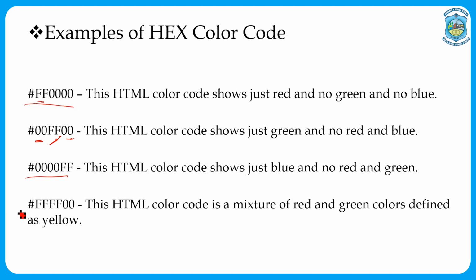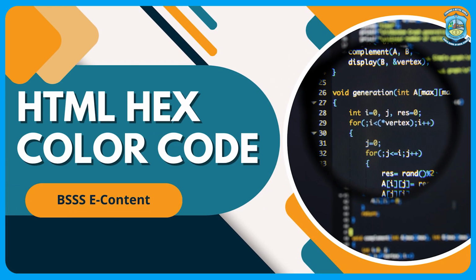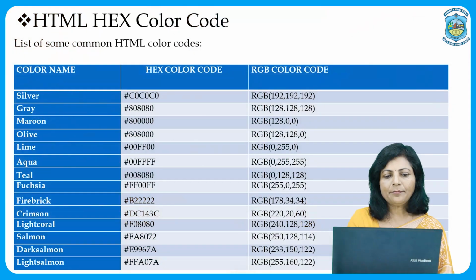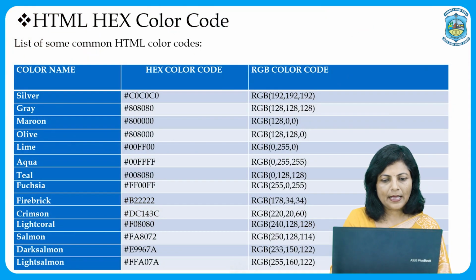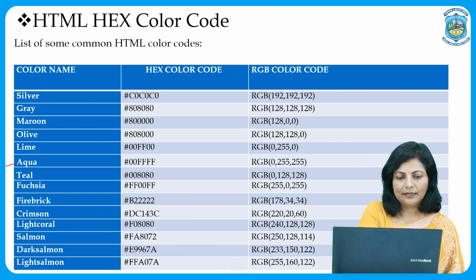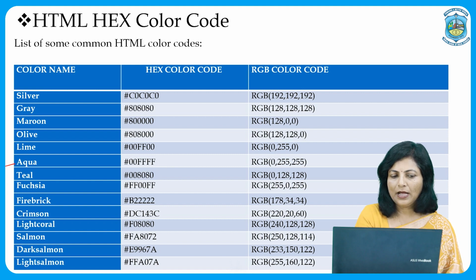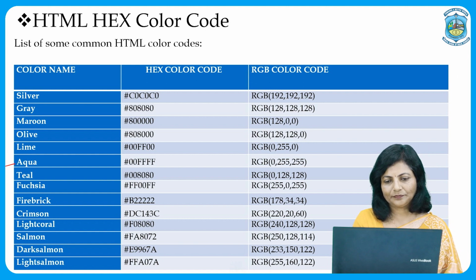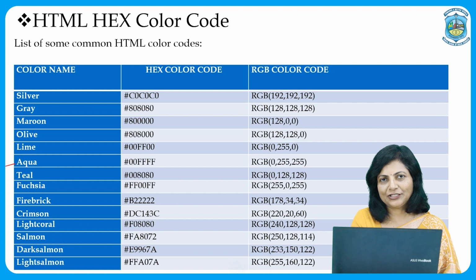This is one example of a combination to make the mixture of 2 colors, like here red and green color are mixed to get yellow color. So, for yellow color the hex color code is hash FFFF00. This is the list of some of the common HTML color codes with the color name, hex color code, RGB color code. Now, suppose we want aqua color, the hex code for aqua color is hash 00FFFF for green and blue. So, this code will give aqua color. So, you can use either color name or hex color code to define color in the HTML web page.